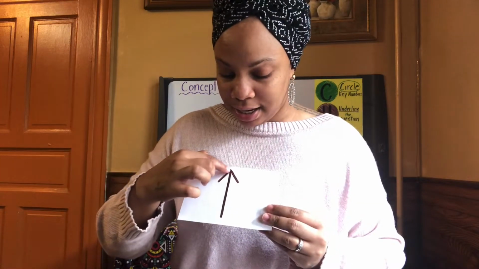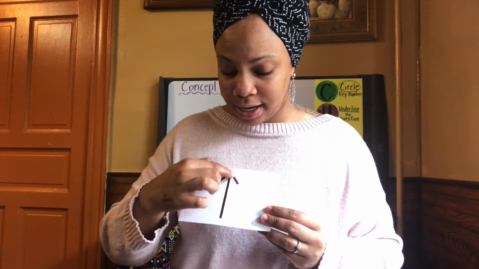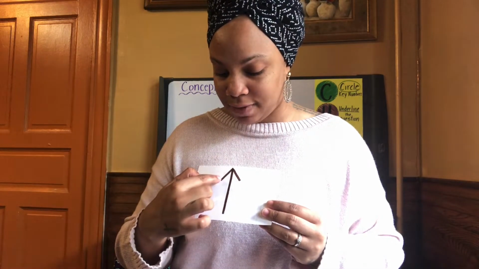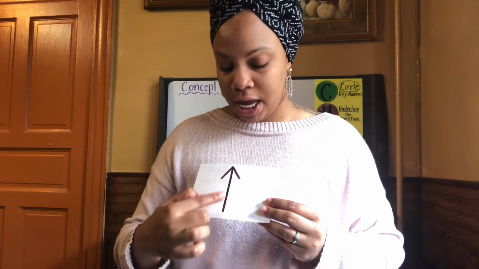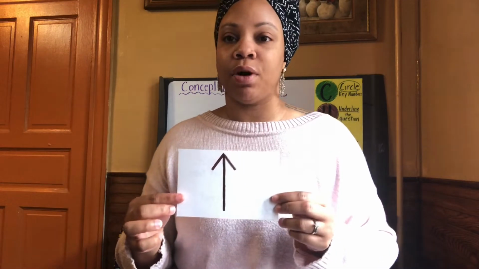This arrow is an example of an open shape. Yes, this line connects here with this line, and yes, this line connects here with this line. However, we don't see that the end of this line connects down here, and we don't see that the end of this line connects down here. That is what makes this an example of an open shape.